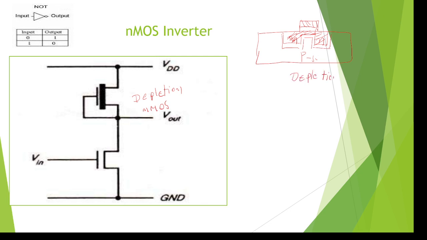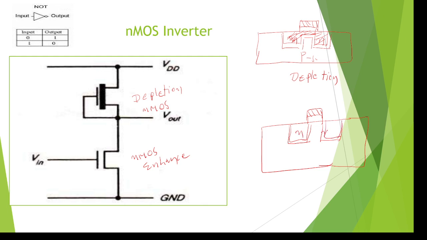Coming to the enhancement mode, this is also an NMOS enhancement mode. There is no channel between source and drain during fabrication, so it is called an enhancement mode transistor. It requires some extra biasing to go to the on condition. You can see this as I am drawing: no channel between source and drain for your transistor, so it is called an enhancement mode transistor. This is the gate, this is the source and this is the drain terminal. So this is about depletion and enhancement mode.